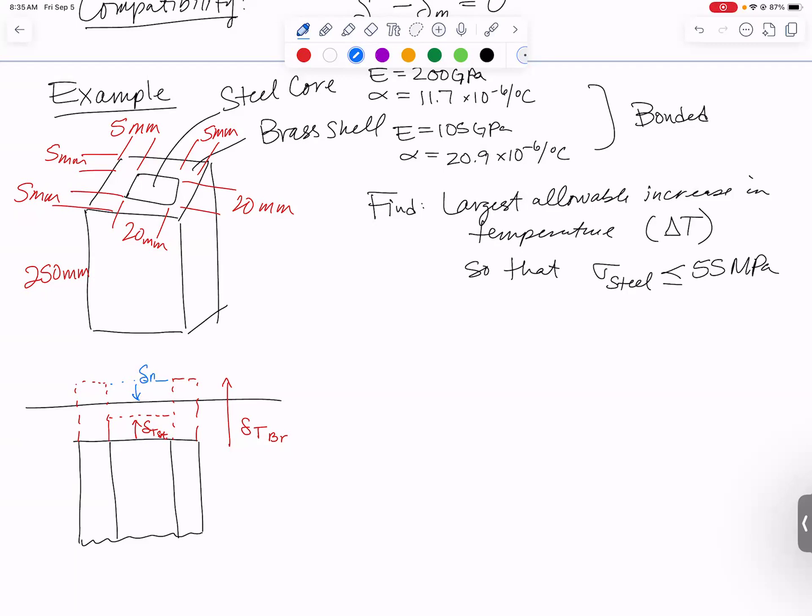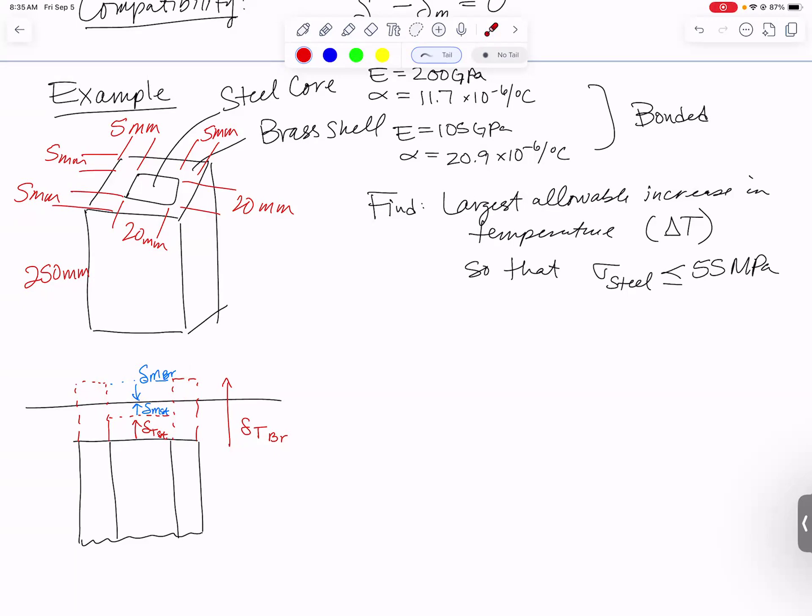So right there is going to be our delta mechanical for the brass. But the brass is going to say to the steel, hey, I want you to get longer, so come meet me partway. So the steel is going to move up to delta mechanical for the steel. You're going to have an internal load in the steel that's tensile, right? The brass is pulling up on the steel, while the steel is pulling back in compression on the brass.